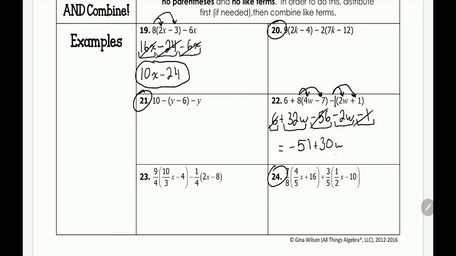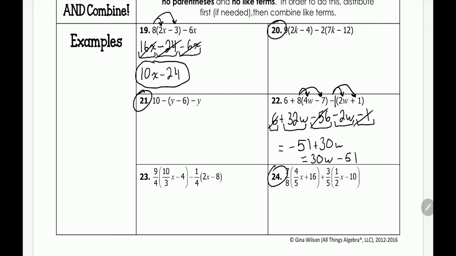30w. And just because I'm picky, I like to see the variables first. So I'm going to move this around to where it's 30w minus 51. And remember that I'm able to do this because of the commutative property. And I can say that since negative 51 stays negative 51 and 30w stays 30w, I'm able to do this. So I want your answers to always have the variable first and then have the constant.